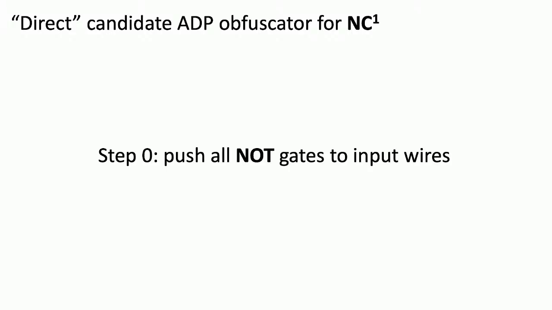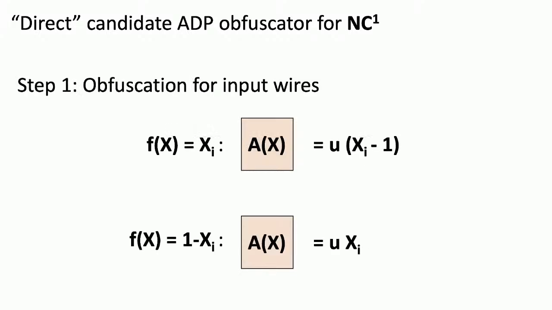The first step is we're just going to assume all the NOT gates are in the input wires. That's fine. Now it's going to be a recursive construction. We start by obfuscating the input wires, creating ADPs for each of the inputs, and then we say, if I have two ADPs and I want to take the OR of them, how do I do that? If I have two ADPs and I want to take the AND, how do I do that? And we'll build up this recursive construction.